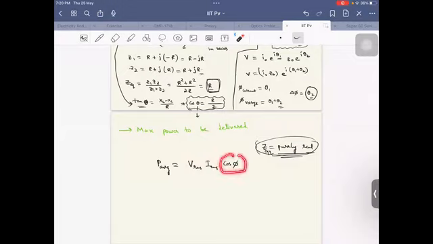What is the maximum value of cos phi? The maximum value of cos phi is 1. And when are you going to get that maximum value of 1? When the power factor angle is 0, and the power factor angle is 0 only for real numbers.